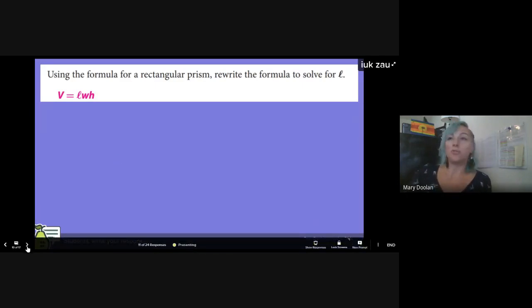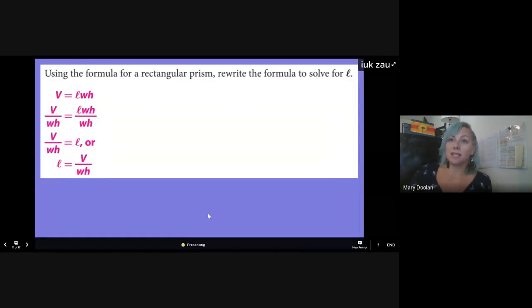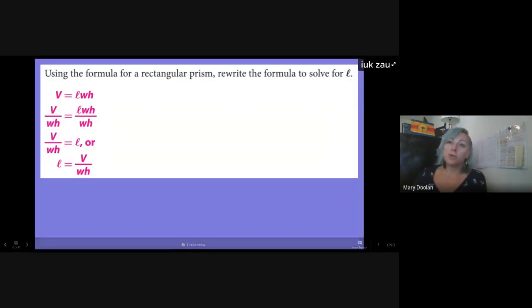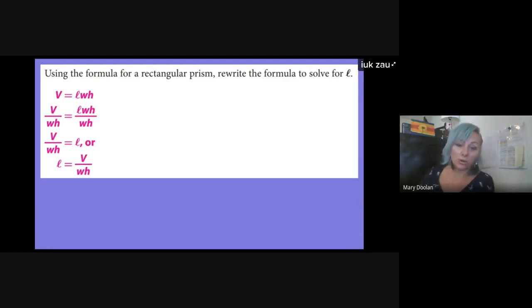Because there were a few of you that got it, but this next slide shows everything worked out. So we started with V equals L times W times H. And then I'm trying to isolate lowercase l. That's the variable that I'm trying to get by itself. I'm trying to keep it on one side of the equation all alone. That's how you isolate a variable.